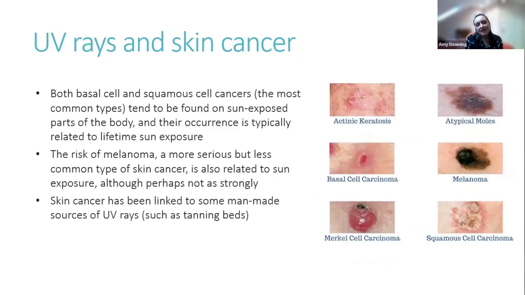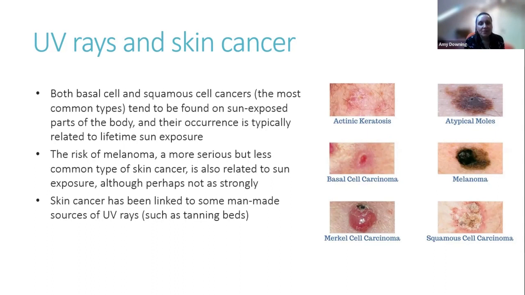This slide here shows the main common types of skin cancer. The most common are basal cell and squamous cell cancers, and these tend to be found on the sun-exposed parts of the body, for example the arms and legs, or you might commonly find them on the torso in people who work outdoors a lot. And the occurrence of these is typically related to lifetime sun exposure.